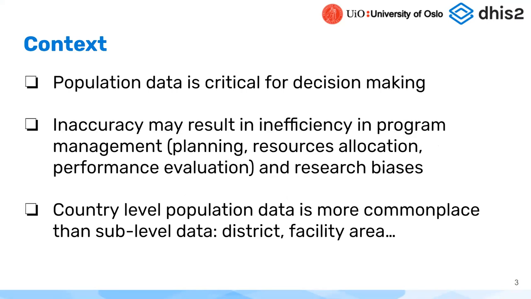So we all know how critical population data is regarding decision making. As Jørn said, when we have some inaccuracy, it may result in inefficiency in program management, essentially regarding planning. You cannot determine what problems are priority problems. You cannot determine the right activities. You cannot allocate your resources well. And then you have challenges in performance evaluation, essentially regarding setting up your targets and your indicators.